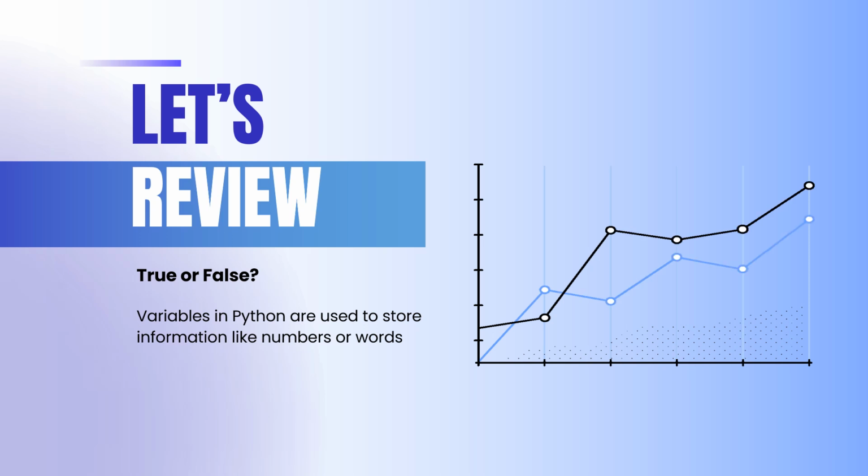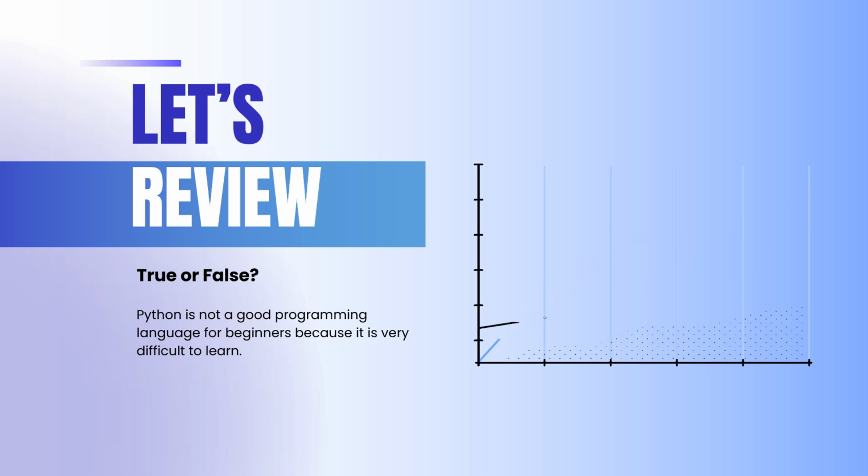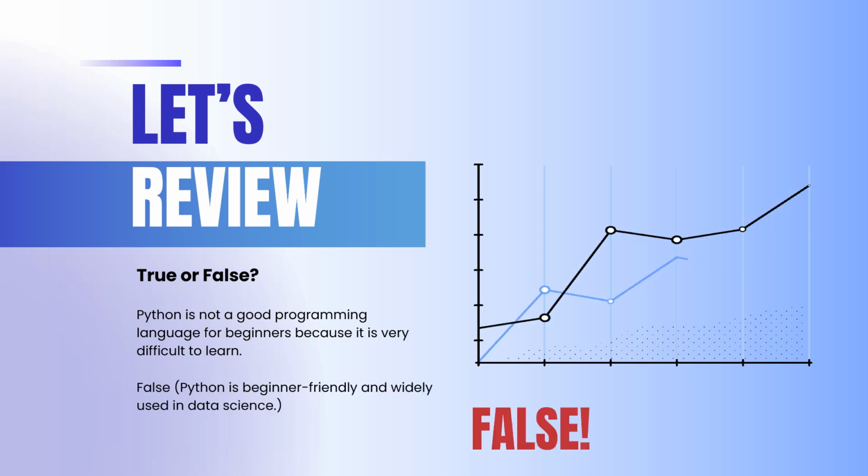True or false? Variables in Python are used to store information like numbers or words. Say your answers out loud. This is true. Variables are like mini boxes that we use to store information. True or false? Python is not a good programming language for beginners because it's very difficult to learn. Say your answers out loud. This is false. Python is beginner-friendly and widely used in data science.